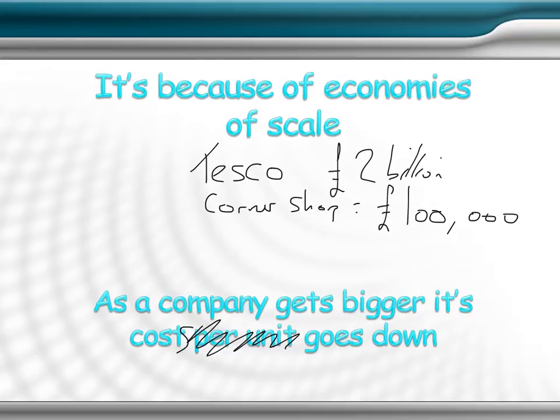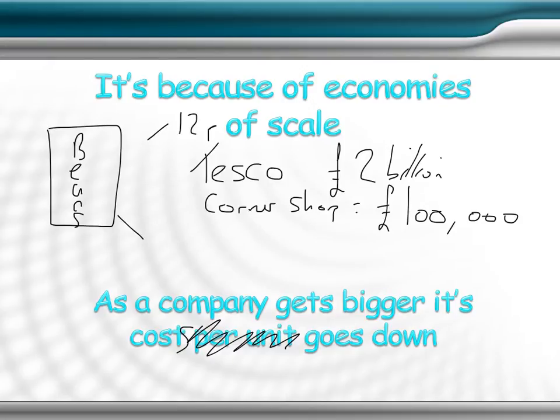So if Tesco want to buy a can of beans, so here's a can of beans, right? If Tesco want to buy them, they'll be able to buy them for maybe 12p. Whereas this corner shop will have to pay maybe 50p for it. And the reason is, Tesco is going to be buying maybe 1 million of those baked beans, whereas the other shop is going to have to be buying maybe only 50.